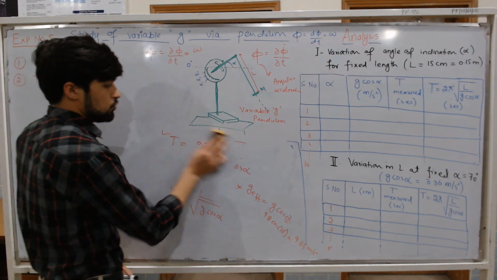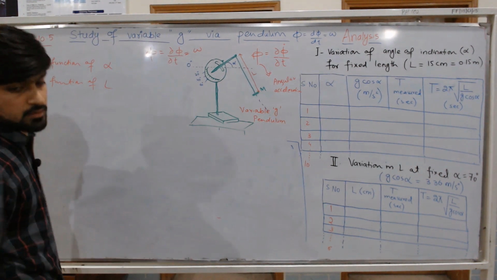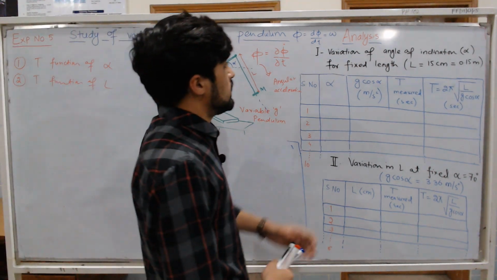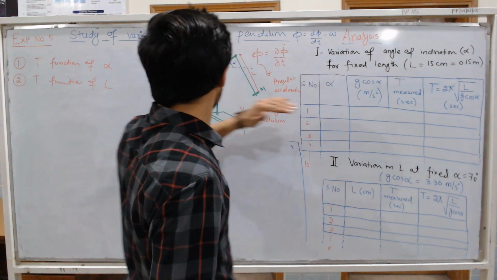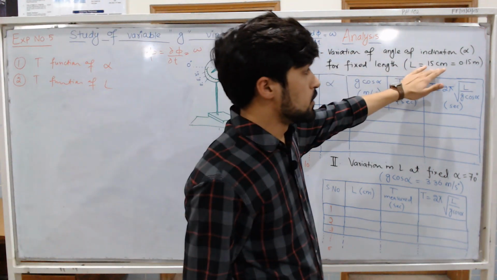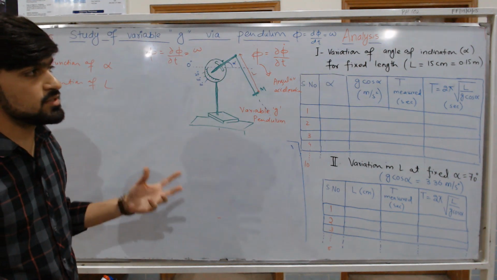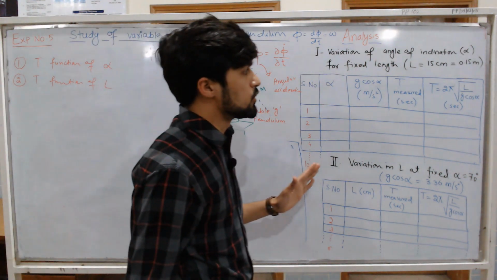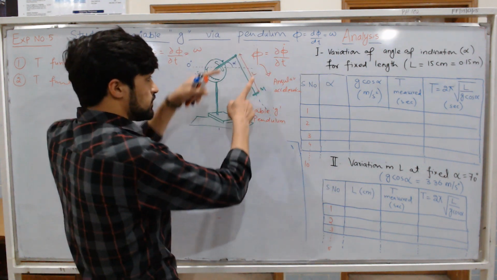Now let's move towards the tables. In the first table, the analysis part, we will be using the variation of angle of inclination alpha, as we discussed. The time period t is a function of alpha for fixed length L. So the length can be of any value. It can be 15, it can be 16 meters, but it should be fixed.